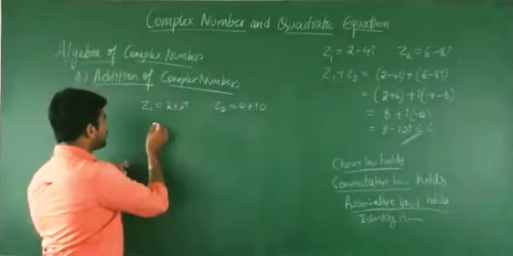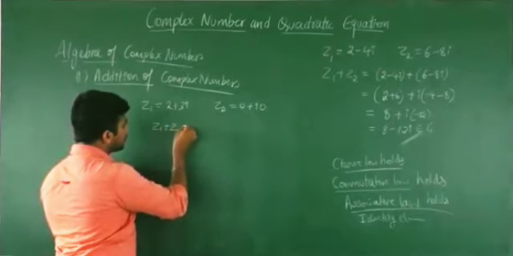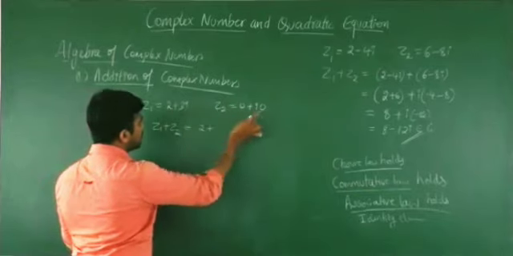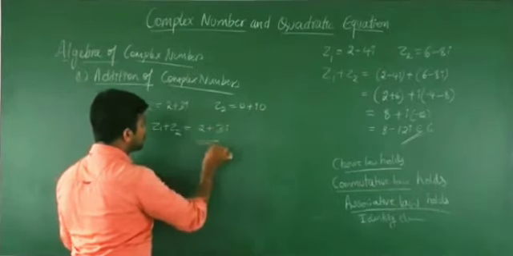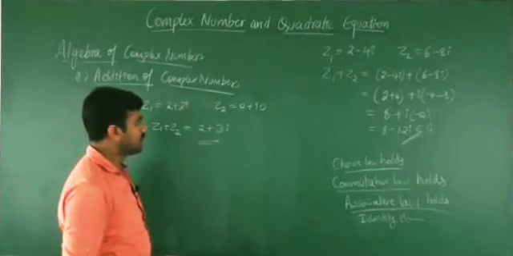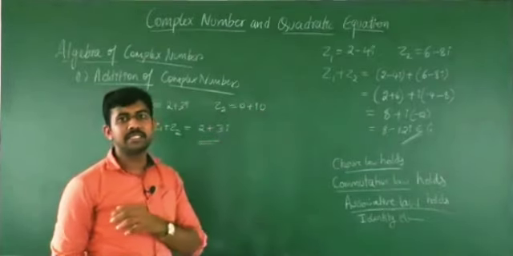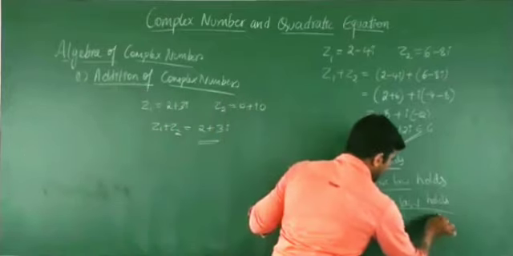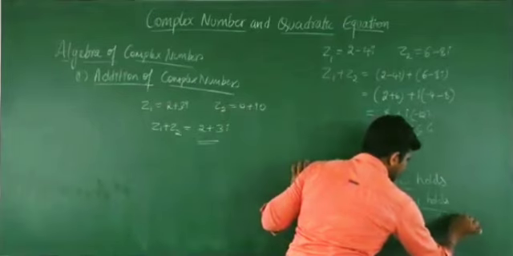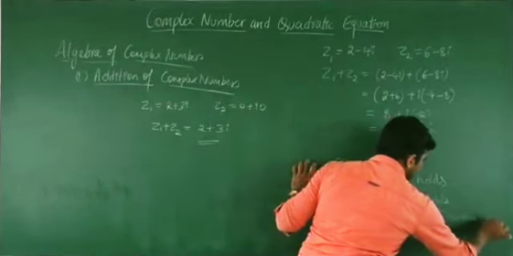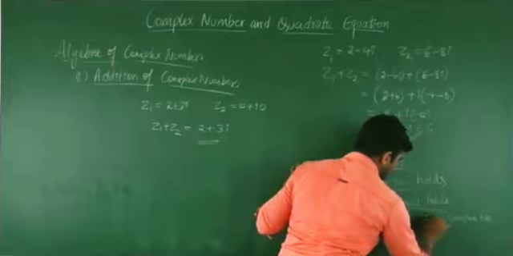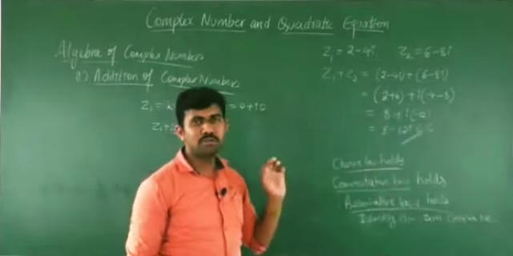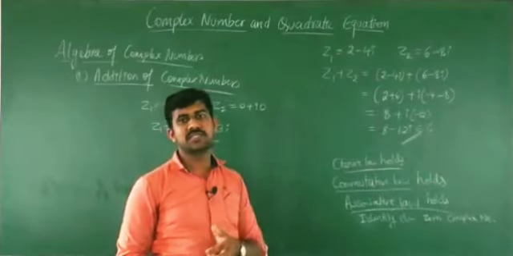Now add them, z1 plus z2. What will get? 2 plus 0, 2. Plus 3 plus 0, 3 into i. So clearly you got z1. So clearly this is the identity element. Okay, so clearly identity element of the complex number is what? 0 complex number. Okay, under addition. Under addition, identity element of a complex number is what? 0 complex number, that is 0 plus i into 0.